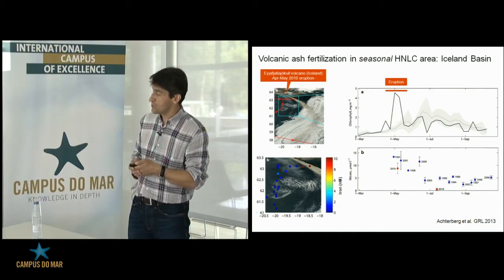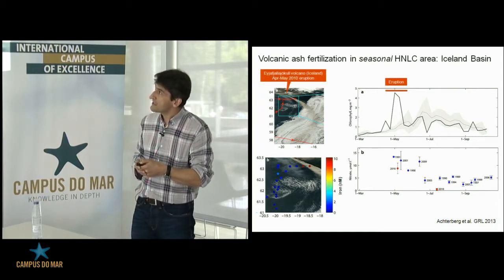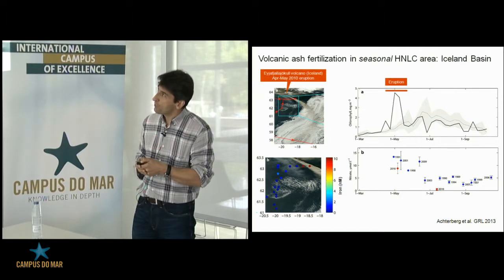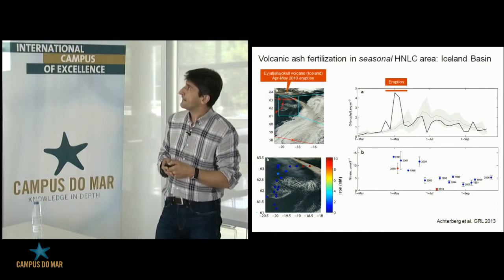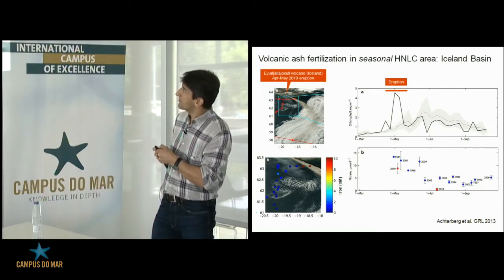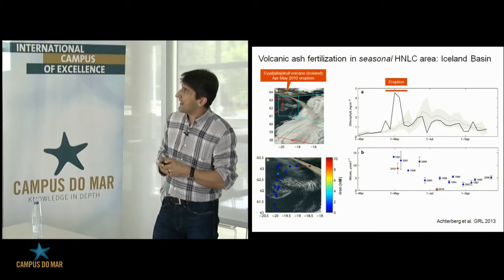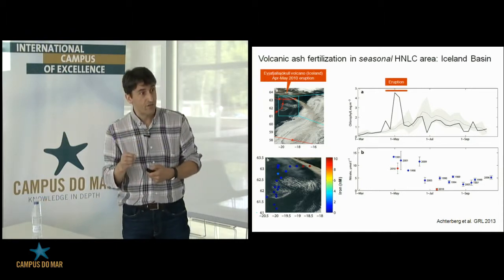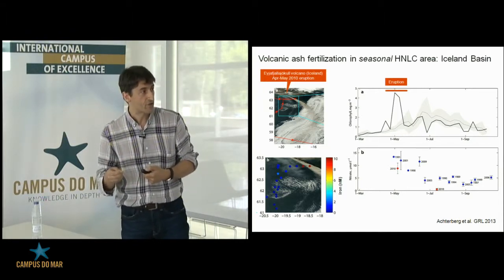So they were able to measure iron concentration, and you can see that underneath the plume, the dust, the ash plume from the volcano, you have a clear increase in iron concentration compared to regions that were not affected by the ash plume. And during the eruption there was an increase in chlorophyll concentration compared with the background climatological values. And again, if you look at the nitrate concentration, there was an additional consumption of nitrates that year.